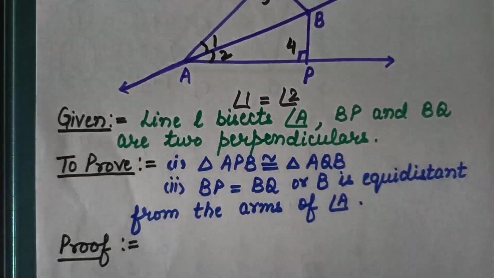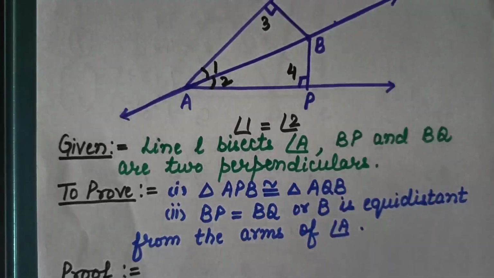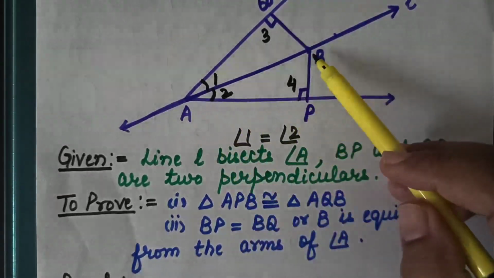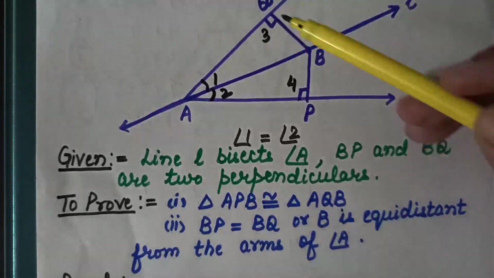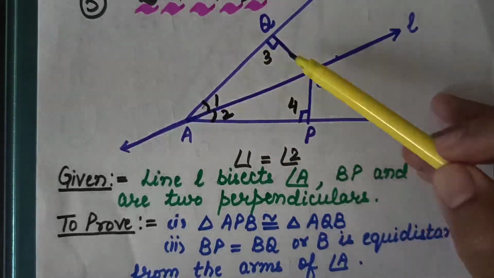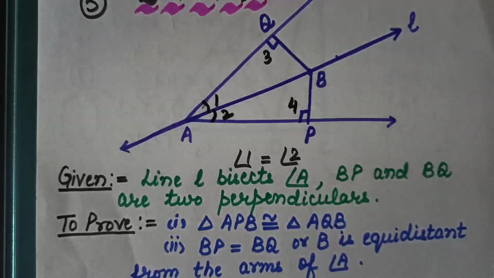There are two parts to be proved. The first is triangle APB. This is triangle APB. We need to prove that it is congruent to triangle AQB. So this is triangle AQB. And then we have the second part. So let's start with the first part.